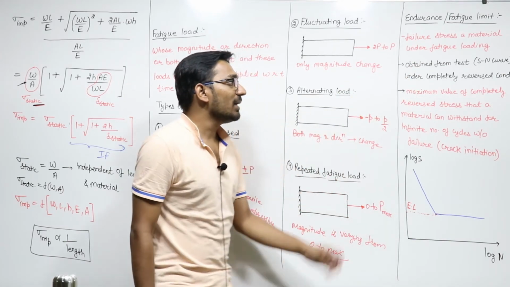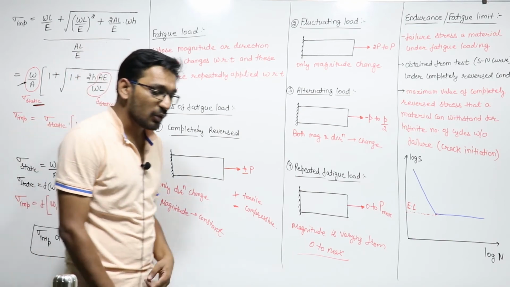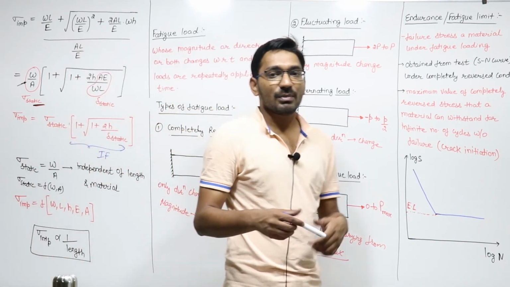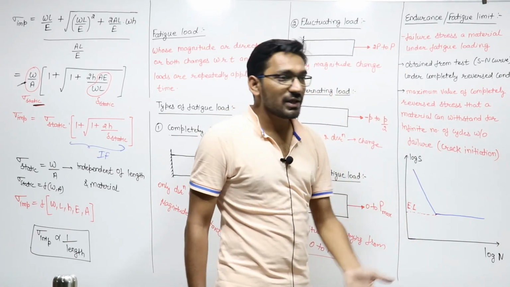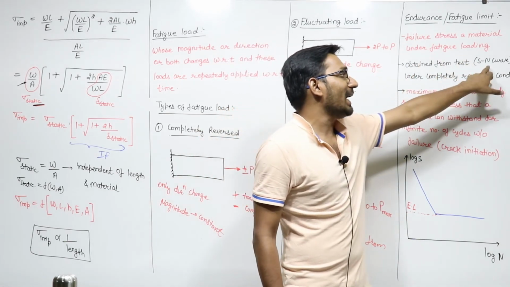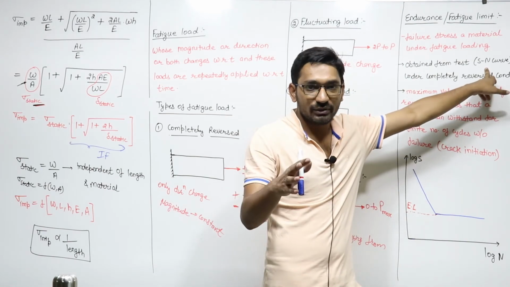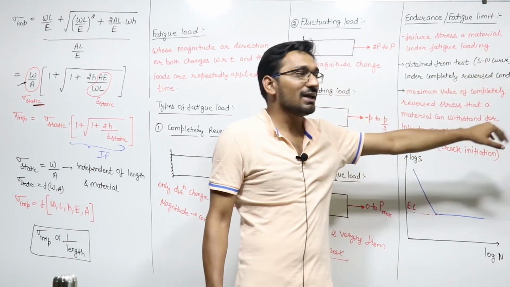So the endurance limit will be obtained from a test. We will do a test on different materials, and with the help of this test we are able to plot an SN curve. We'll see the SN curve in your machine design.